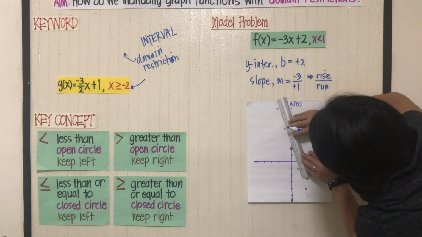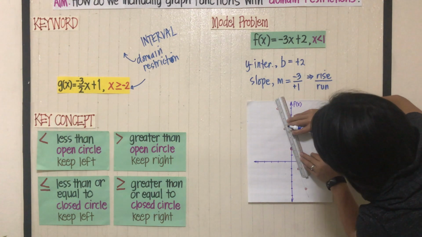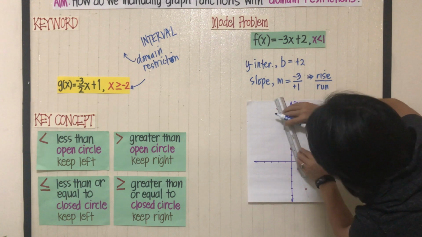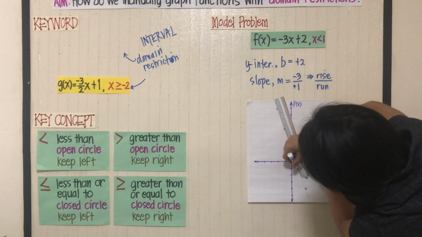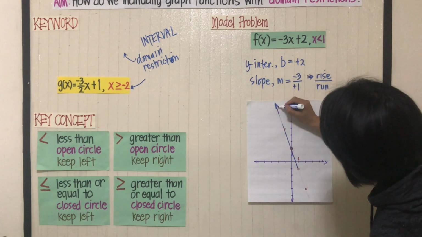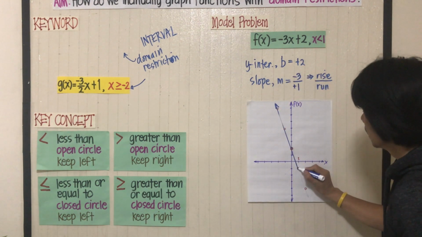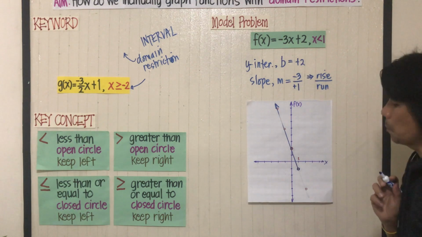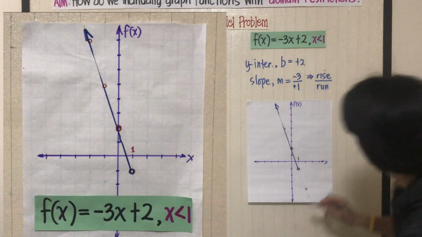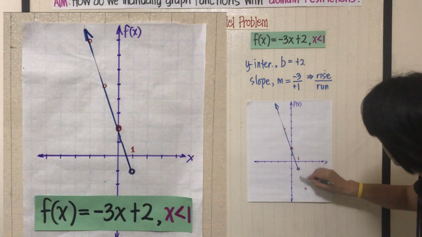Okay. So I'm gonna connect this point. This is challenging. There you go. Put the arrowhead. Now again, you need to keep this an open circle and erase this part.